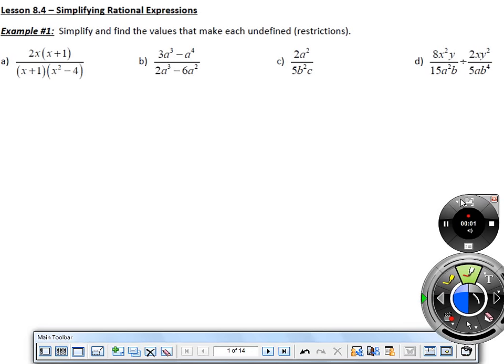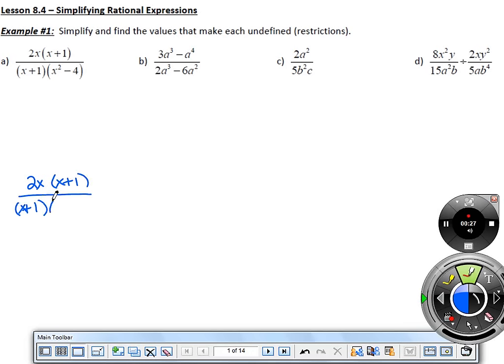Okay, when we look at simplifying expressions, when we're multiplying and dividing, it's just like when we simplify fractions. Before we continue multiplying or dividing them, if they have common factors, we factor out and cancel a factor from the numerator and from the denominator. So, for example, in the first expression, the numerator has a factor of 2, a factor of x, and a factor of x plus 1.